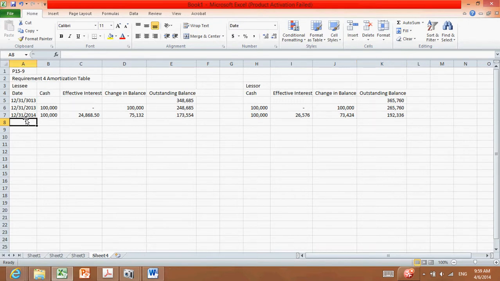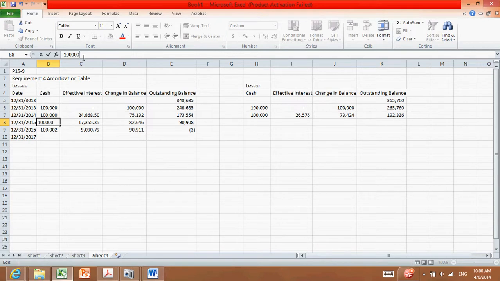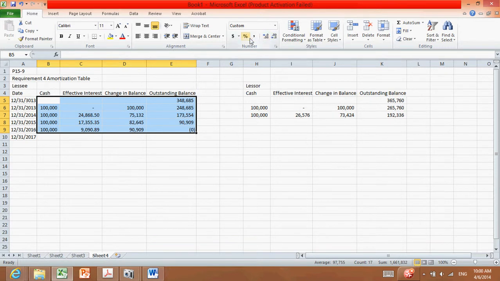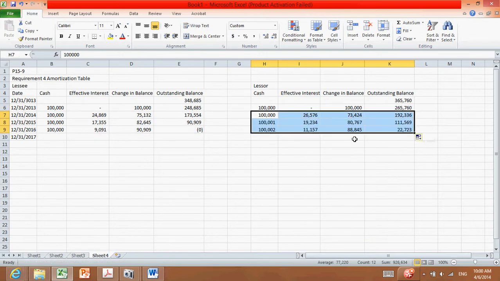We can continue to do the same exercise for 2015 and 2016, but 2017 will be applied only to the lessor. So this will be copied for the next 2 years, and Excel is so nice to add $1 and $2 for the next years, which I don't need. And I want to round it to the dollar. Same for the lessor. You can also copy the formula and make a little change.